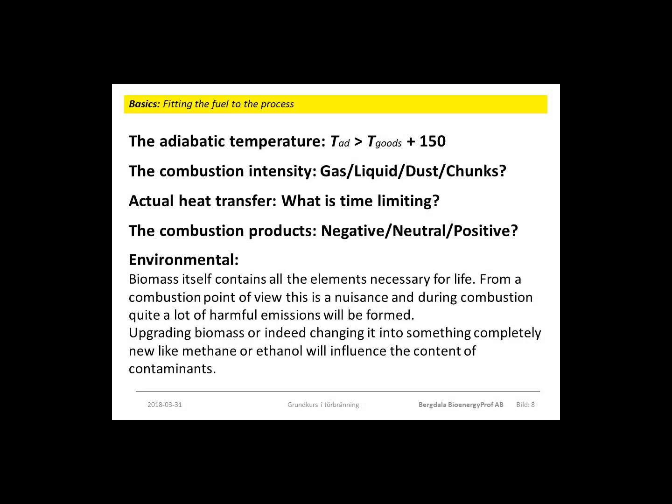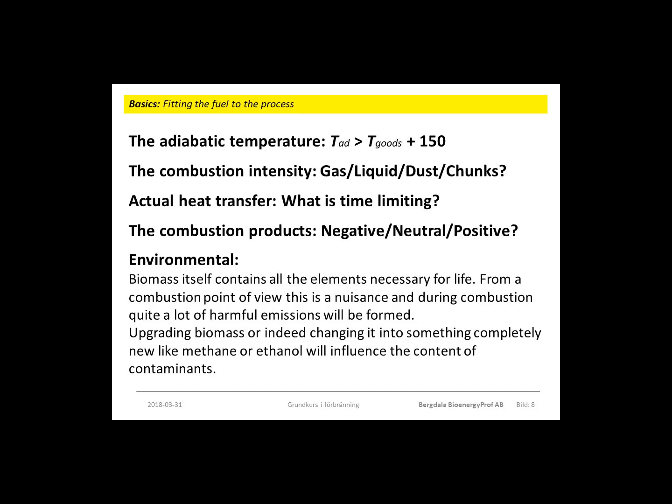Last but not least, the emissions and the environmental impact will have an important role in the judgment. The emissions are partly determined by the fuel itself and its content of different elements. They are partly determined by the combustion technology used, partly by the available and installed flue gas cleaning equipment, and partly by the maintenance of the combustion and cleaning equipment.